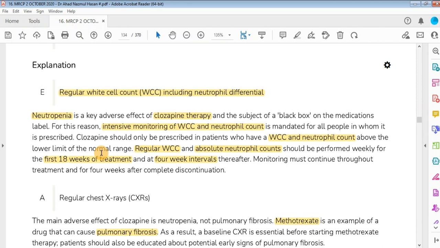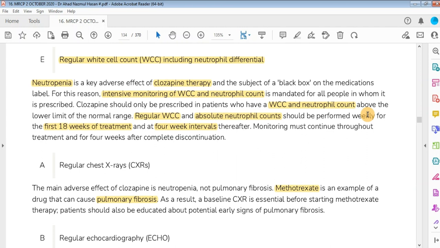Regular white cell count and absolute neutrophil count should be performed weekly for the first 18 weeks of treatment, and at 4 week intervals thereafter. Monitoring must continue throughout the treatment and for 4 weeks after complete discontinuation.